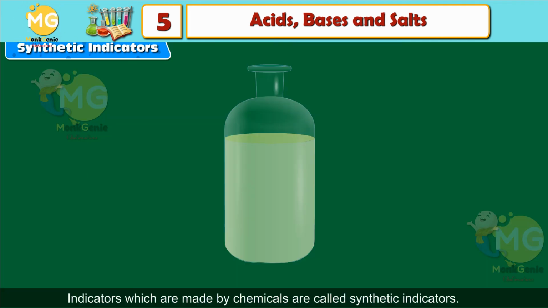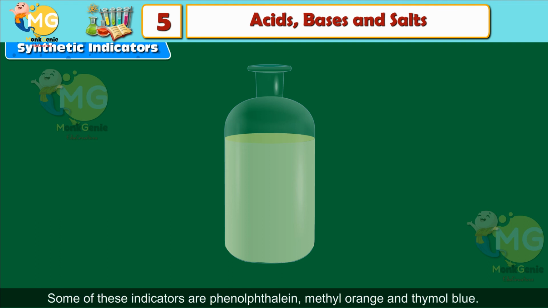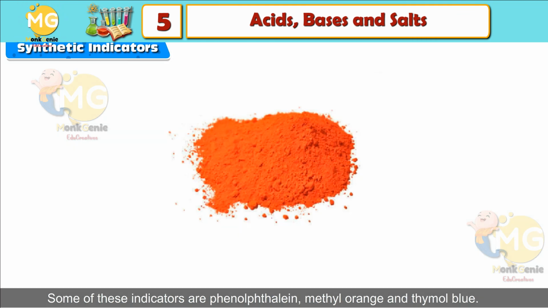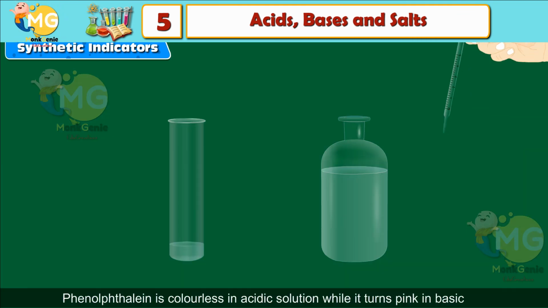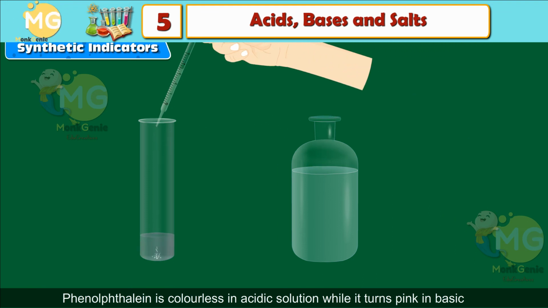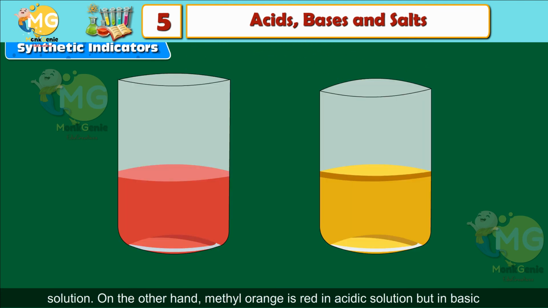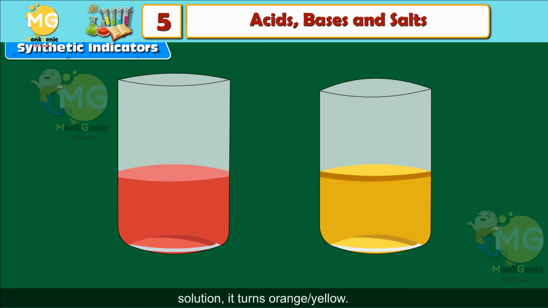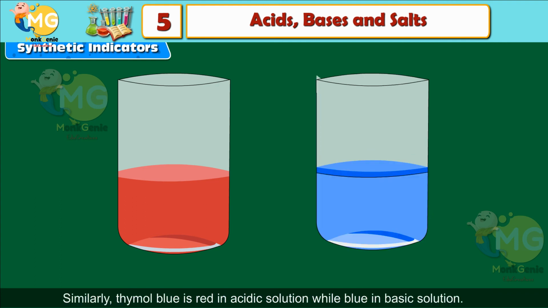Synthetic indicators. Indicators which are made by chemicals are called synthetic indicators. Some of these indicators are phenolphthalein, methyl orange, and thymol blue. Phenolphthalein is colorless in acidic solution, while it turns pink in basic solution. On the other hand, methyl orange is red in acidic solution, but in basic solution, it turns orange or yellow. Similarly, thymol blue is red in acidic solution, while blue in basic solution.